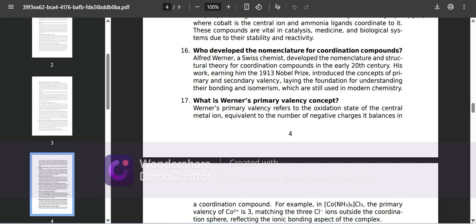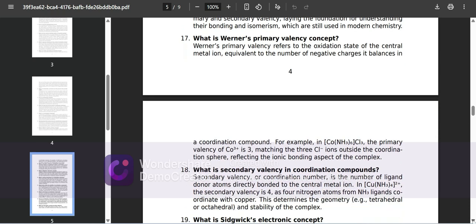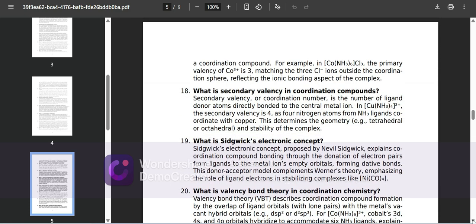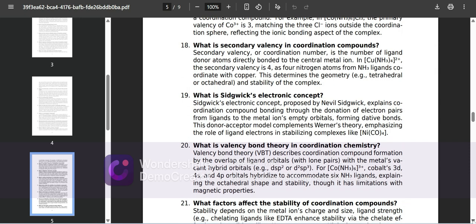modern chemistry. What is Werner's primary valency concept? Werner's primary valency refers to the oxidation state of the central metal ion, equivalent to the number of negative charges it balances in a coordination compound. For example, in Co(NH3)6 Cl3, the primary valency of Co3+ is 3, satisfied by the 3 chloride ions outside the coordination sphere, reflecting the ionic bonding aspect of the complex.